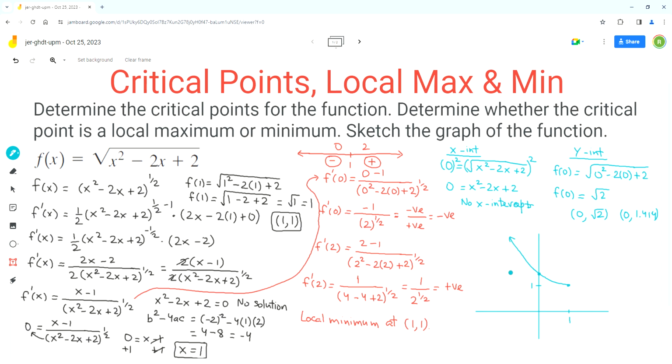Now on the other side of the local minimum, the graph should be increasing because as per the first derivative test, f prime is positive on the right side of the critical number at x equals 1. So the graph should slope upwards on the right side of this critical point. So this is the sketch of this function.